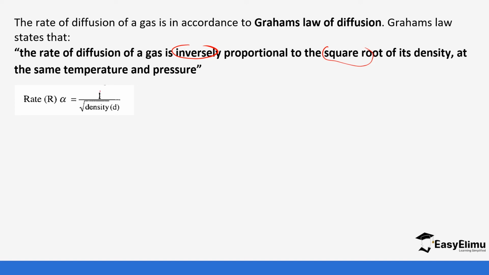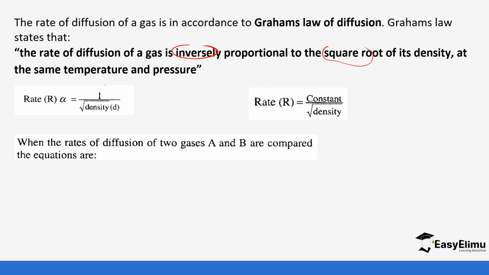The rate of diffusion is inversely proportional to the square root of the density. So if we introduce the constant, remember we remove the sign of proportionality. When we have the rate of diffusion of two gases A and B, if you were to compare them, then the rate of A is equal to the constant, let's give it K, over the square root of the density of A. If you have another gas, the rate of B is equal to the constant over the square root of the density of B.